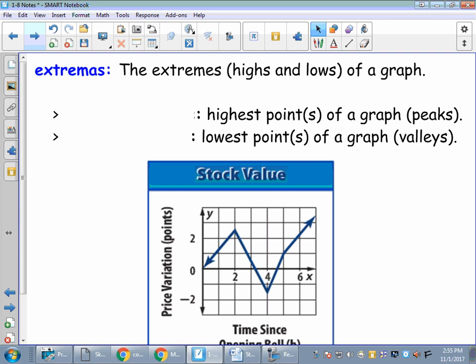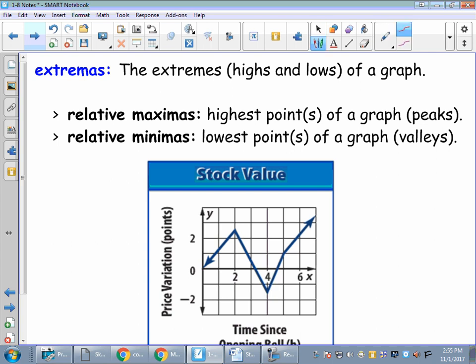Extremas are the highs and lows of a graph. So think of them as the extreme values of a graph. Relative maximas, think of max. It's the highest point of a graph, the peaks. There can be more than one. It's relative to the points around it. So it's the highest in that particular area. And then relative minimas is just the minimum value of a graph, so the lowest point. So I like to think of them as the peaks and the valleys of the graph.